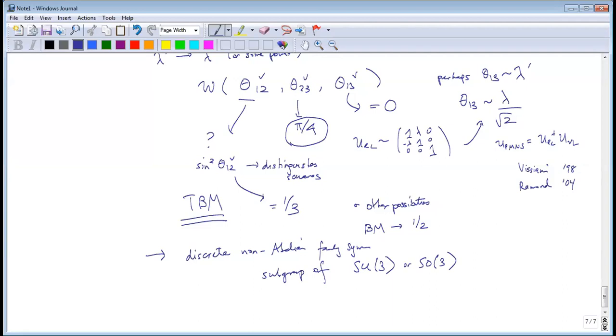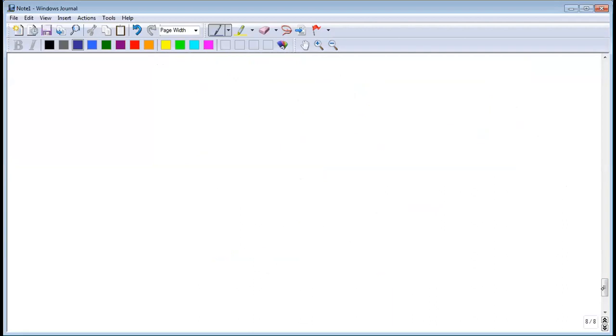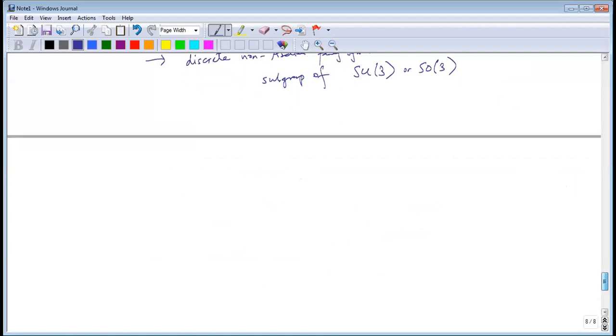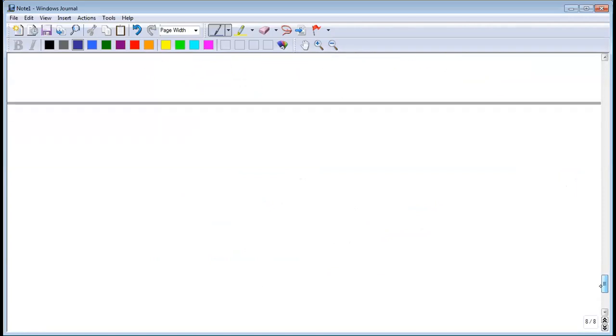And I know I'm probably getting close to the end. Is that right, Heather? I'd like to draw one more little figure, and one more little figure, and then I'm going to basically be stopping.